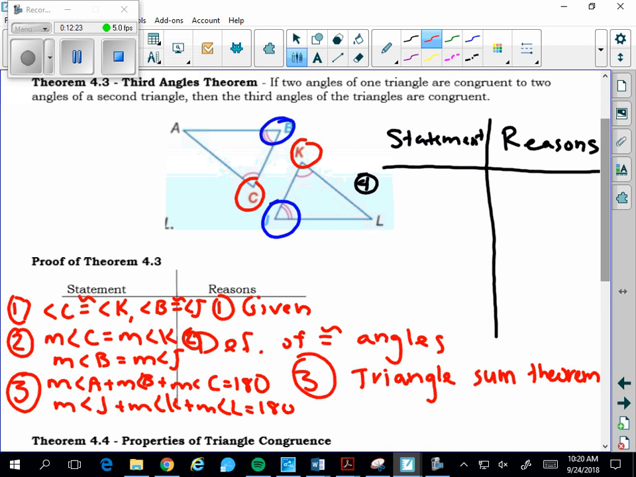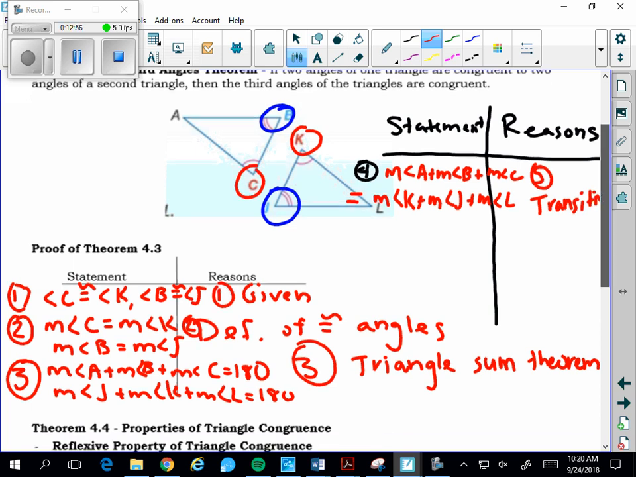If I've got both of those things equal to 180, I'm going to say that they're equal to each other. So I'm going to say the measure of angle A plus the measure of angle B plus the measure of angle C equals the measure of angle K plus the measure of angle J plus the measure of angle L. And you may recall, because we did it with a different problem, the reason for that is the transitive property. Because if each of those is equal to 180, they're both equal to the same thing, then they're equal to each other, and that's transitive.